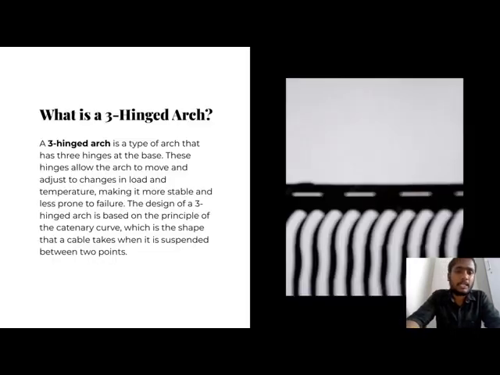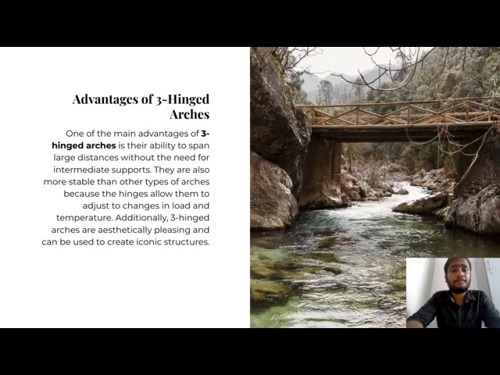What is a three-hinged arc? A three-hinged arc is a type of arc that has three hinges at the base. These hinges allow the arch to move and adjust to changes in load and temperature, making it more stable and less prone to failure. The design of a three-hinged arc is based on the principle of the catenary curve, which is the shape that a cable takes when it is suspended between two points.